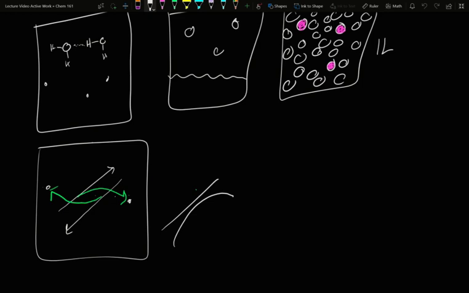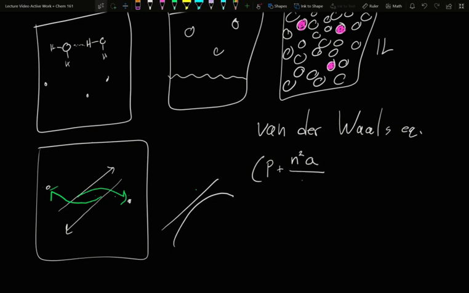How do you take these into account? Well, there's a nice set of equations, the van der Waals equations. Van der Waals looked into it and basically came up with an equation that said my pressure plus my moles of gas squared, since they have to interact with each other. You need two of them to come together, so they multiply each other. So n squared moles times a, divided by volume squared.